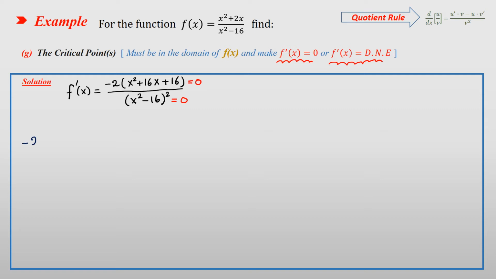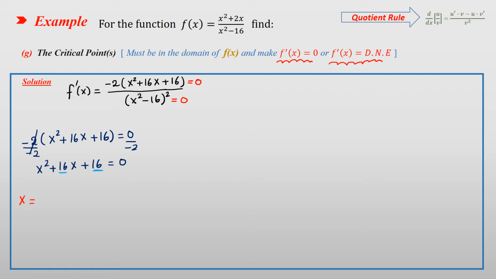So we have negative 2 multiplied by x squared plus 16x plus 16 equal to 0. Divide both sides by negative 2. You will get x squared plus 16x plus 16 equal to 0. Now you have to use the general rule to find the solution of this quadratic equation, because you cannot find two numbers whose product is 16 and whose sum is 16. No such numbers.